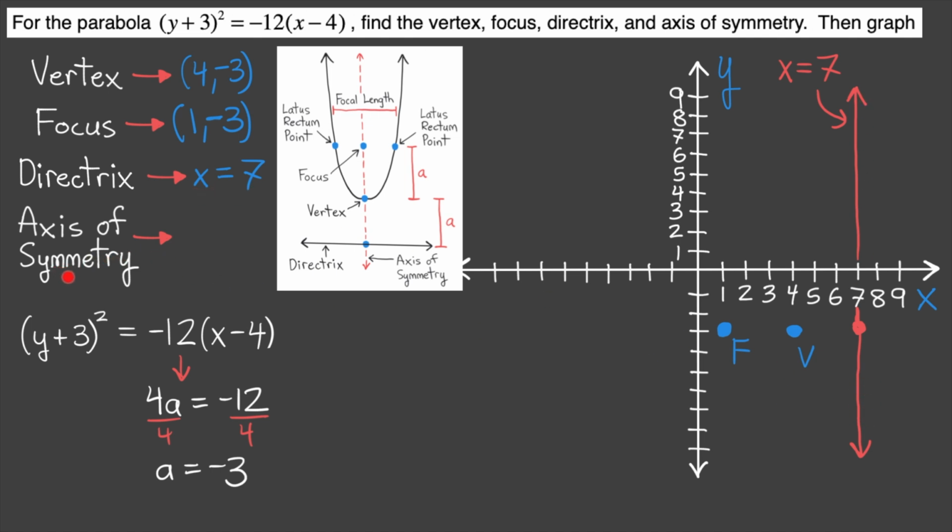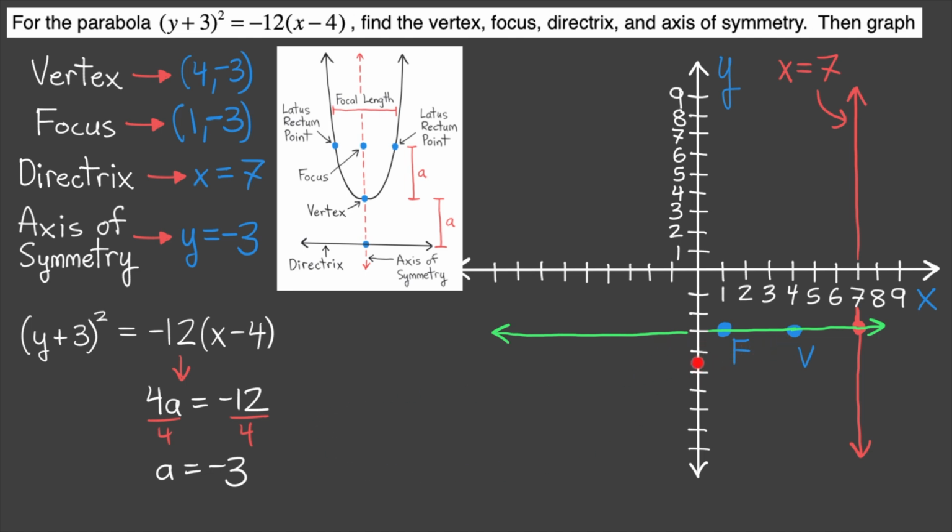Next, the axis of symmetry. All right, so the axis of symmetry is the line that runs right through the vertex and the focus. So we'll go ahead and do that in green here. So our axis of symmetry is going to run through negative 3 and go right through the vertex and the focus. So what is the equation of this line? Well, it's going to be y equals negative 3. So I'll write that here, y equals negative 3.